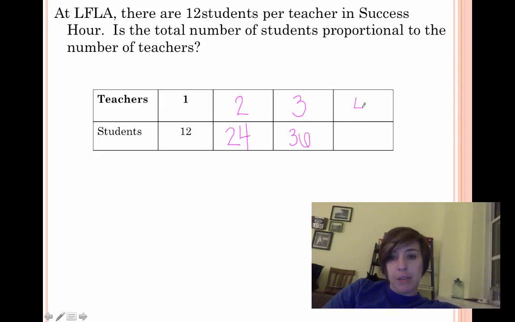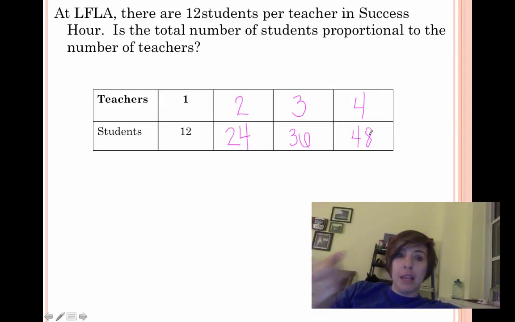If it's me and Mr. Stevens and Mr. Cook and Mr. Devitt, there's 4 teachers, 48 students we are teaching. Is the number of students proportional to the number of teachers? So 1 times 2. Guys, this is all we've been doing for like ever. 12 times 2.